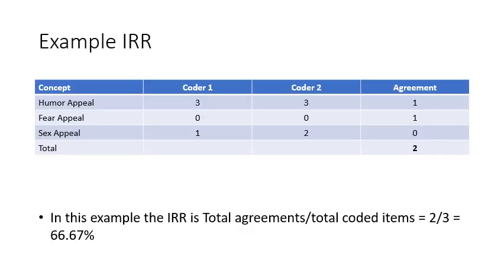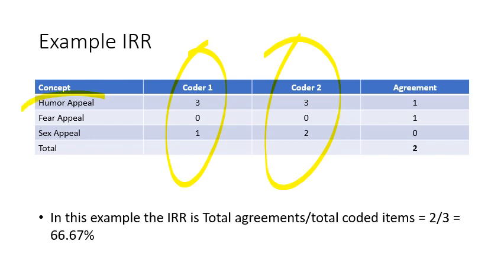Right? And so let's do an example. I'm following up with the same example that we did before. So we have two coders, coder 1 and coder 2, and we have three concepts only here that we're coding for, which is humor appeal, fear appeal, and sex appeal of the advertising that we're studying. Now notice that these are the same scores that we had before.